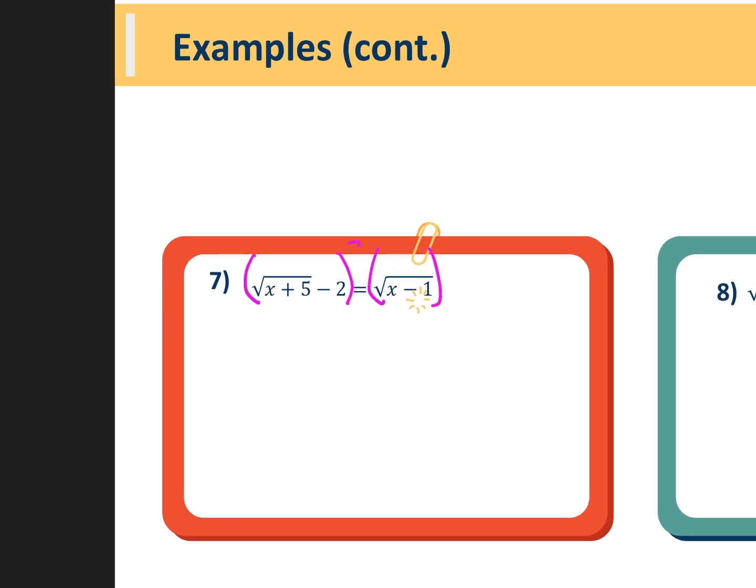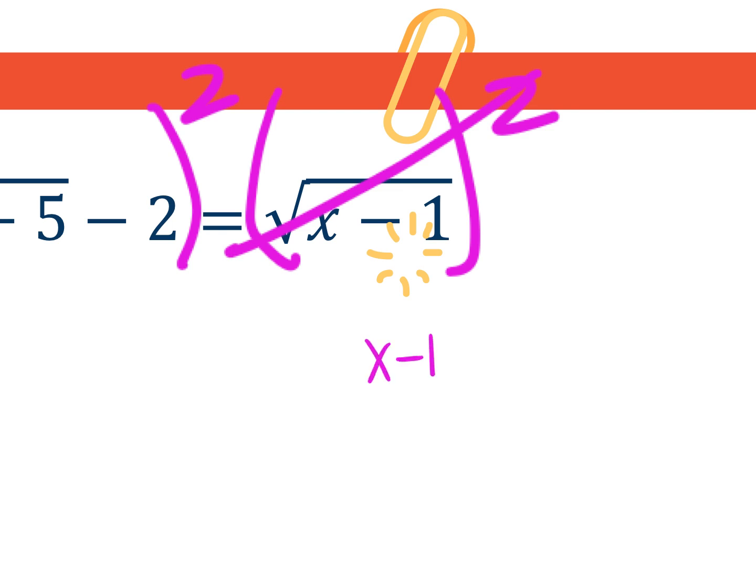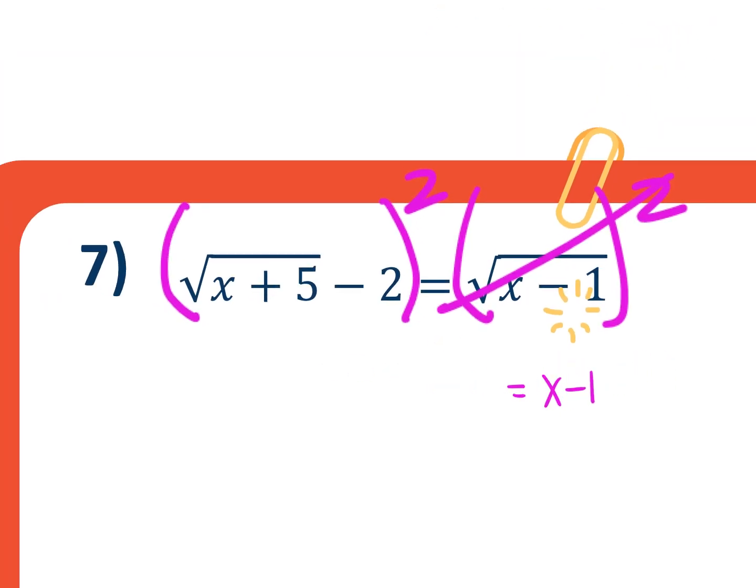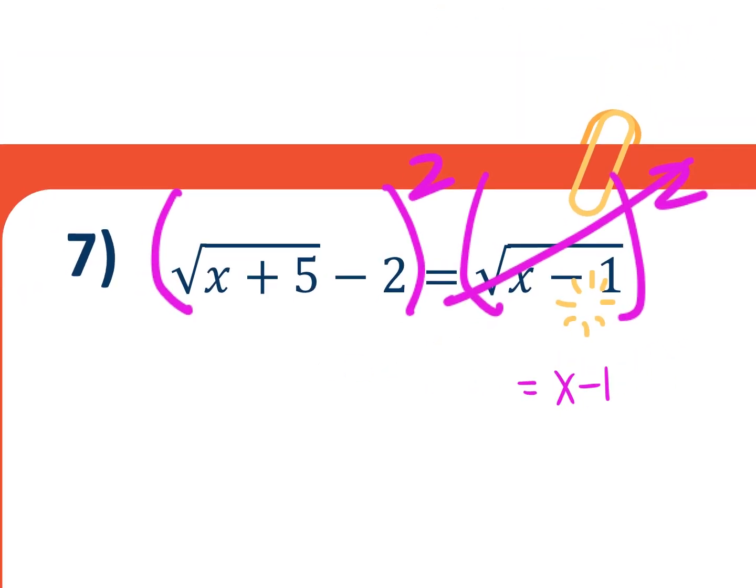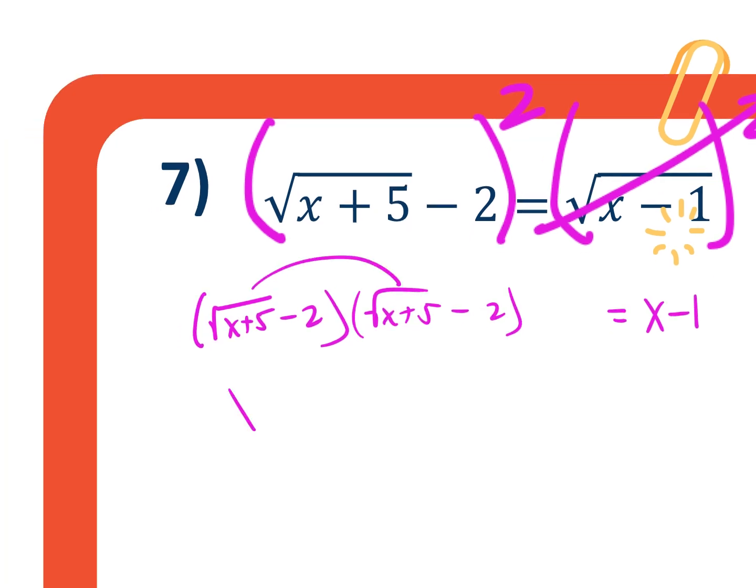So when we square both sides, what's going to happen here is that's going to cross out. So I'm just left with x minus 1 on this side. And then over here, we're going to have to FOIL. So guys, remember what this looks like. Square root of x plus 5 minus 2 times the square root of x plus 5 minus 2. When we FOIL this, here and here, you're going to be left with just x plus 5.